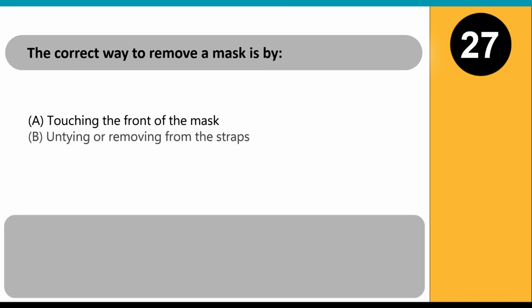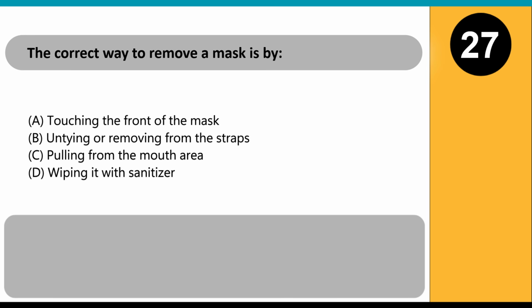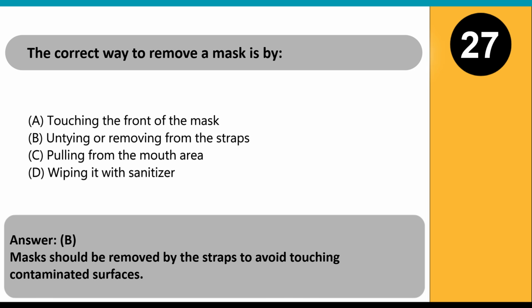The correct way to remove a mask is by: A. Touching the front of the mask. B. Untying or removing from the straps. C. Pulling from the mouth area. D. Wiping it with sanitizer. Answer B. Masks should be removed by the straps to avoid touching contaminated surfaces.